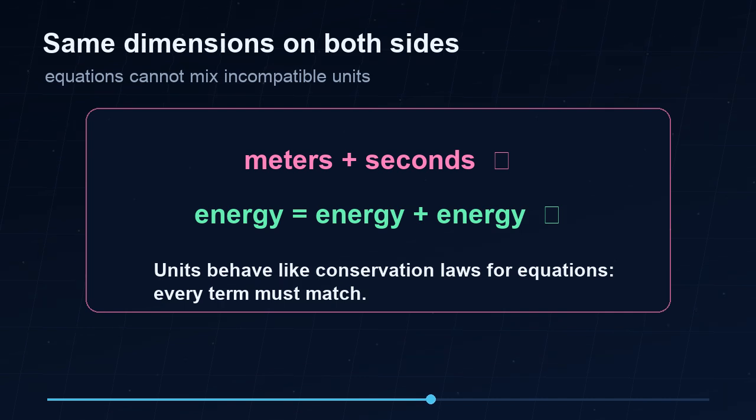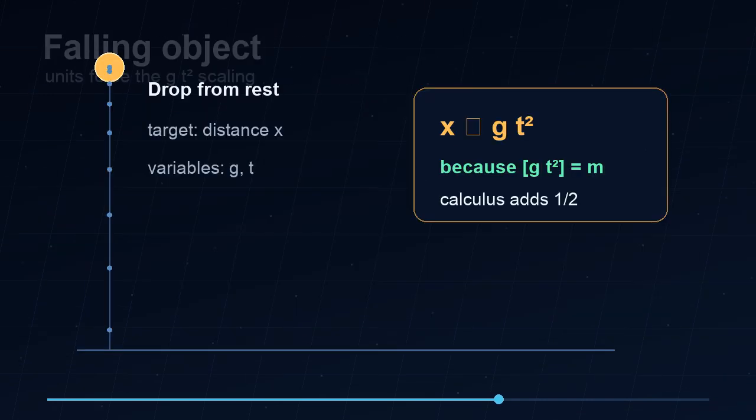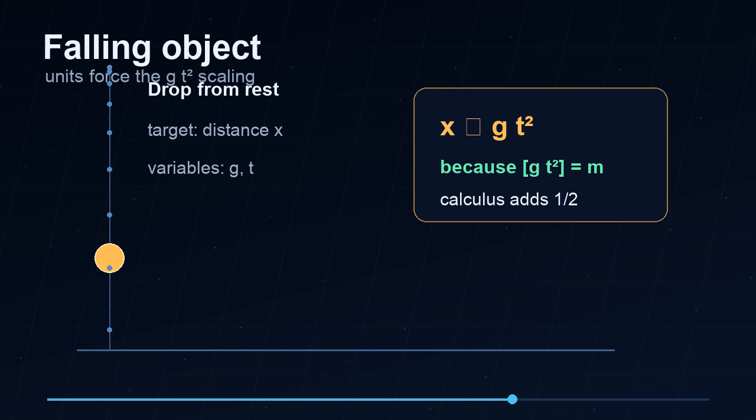For a falling object dropped from rest, distance x depends on gravity g and time t. The units force x to be proportional to g t squared. Calculus supplies the 1/2. Dimensional analysis does not give every constant. But it can reveal the only possible scaling, catch impossible formulas, and compress messy physics into a few exponents.